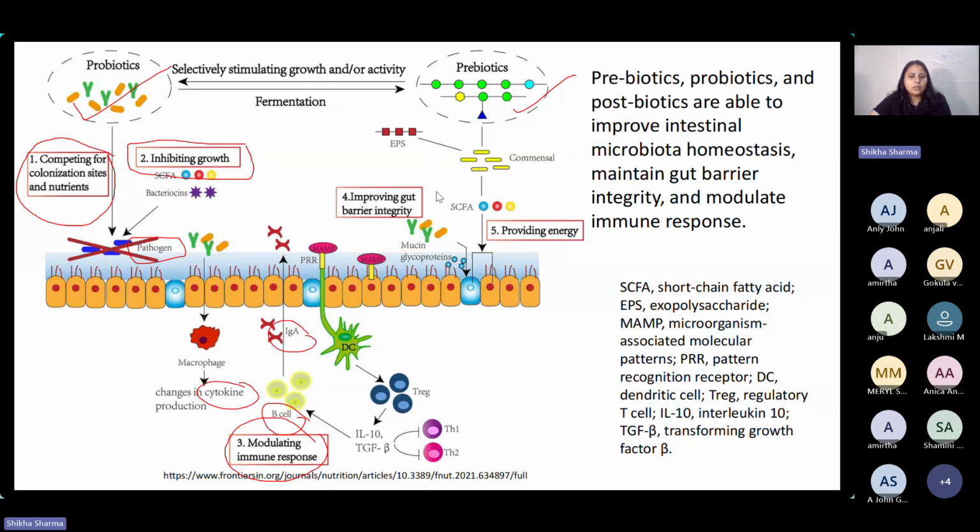And then they also improve the gut barrier integrity by production of mucin glycoproteins, and they provide energy by producing energy giving compounds. So like this, they'll help to overall get the immune response and the gut microbiota homeostasis.